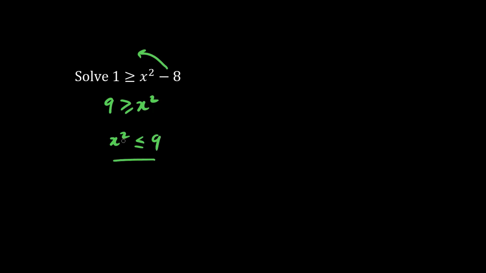Recall the pattern. We have variable squared is less than or equal to some number. What we do is we copy down that variable, and we copy down the inequality symbols, and we take the square root of 9, which is either 3 or negative 3. So this here is the solution.